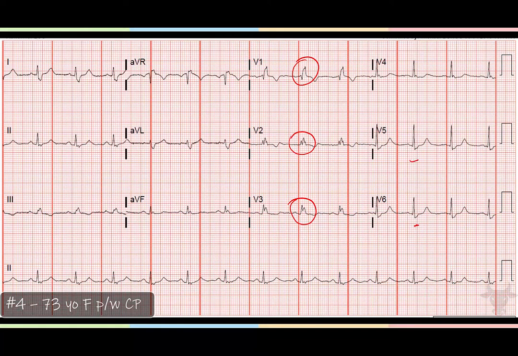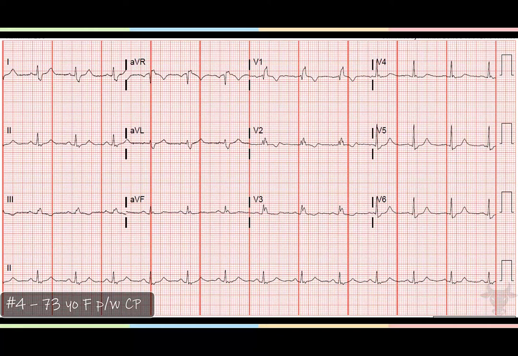So the R gets bigger and bigger. You get this R wave progression across the precordium, and the R prime just kind of disappears. And notice that there's no right axis deviation associated with a right bundle, in the same way that there was a left axis deviation associated with a left bundle. Why might that be? Because the right heart has significantly less myocardium than the left heart, and that depolarization from left to right really doesn't have enough oomph to swing the axis over to the right here.